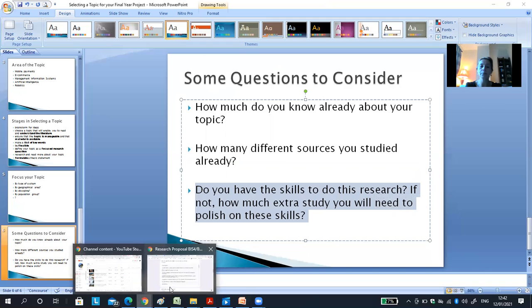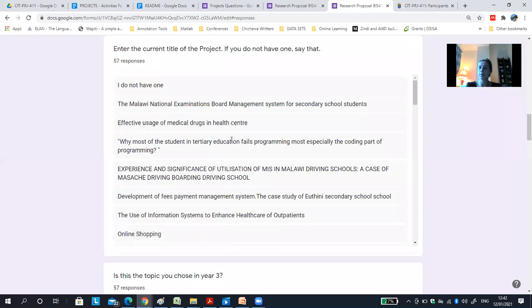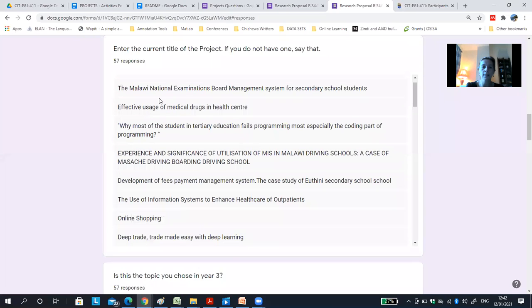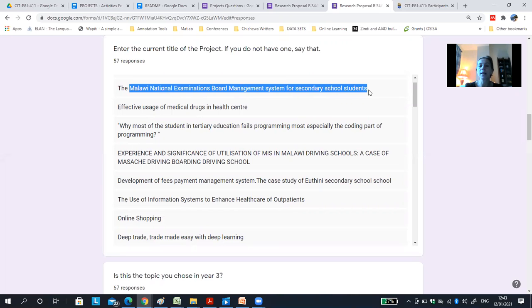Okay, and finally, let's have a look at some of your topics. So let's take this one: The Malawi National Examination Board Management System for secondary school students. So it seems that the area is good. The area is an information system. But you do need to be a little bit more specific. Does this system exist already? Does it have a name? What does it actually do? So you will have to describe this in the background.